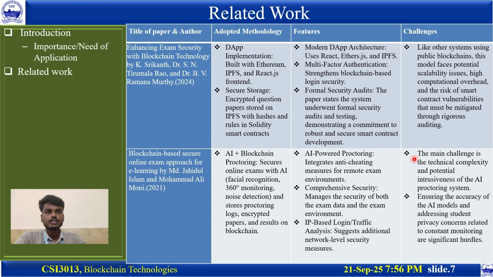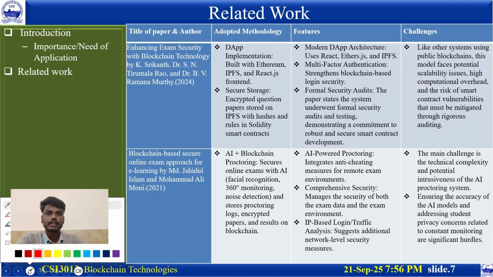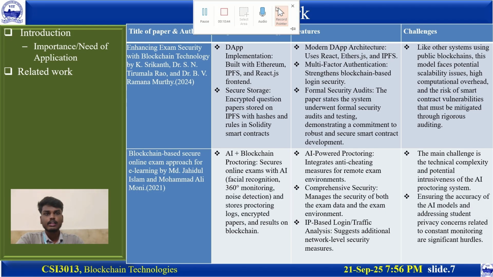Let us see the challenges faced by this system. The main challenge is the technical complexity and potential intrusiveness of the AI proctoring system. Ensuring the accuracy of AI models and addressing students' privacy concerns related to constant monitoring are significant hurdles. That is, constant AI monitoring can feel like someone is spying on us, and there is a risk that AI can mistake an honest person and flag him as cheating, creating ethical and technical challenges. That's it for the related works.